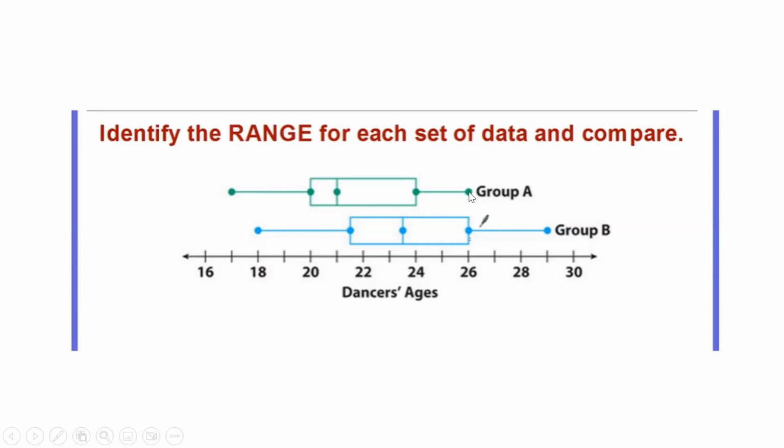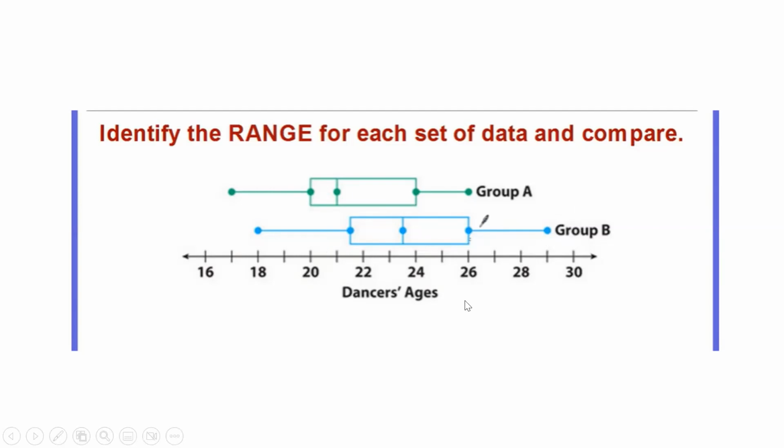So now, how will you calculate the range of the data for group A? The range is the maximum minus the minimum. So that would be 26 minus 17, which will give us 9. So that's 9. Good. Now, what's the range for group B? 11. That's 11. All right.